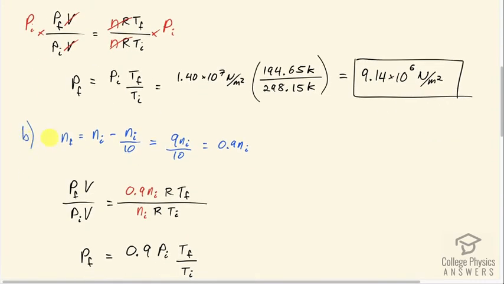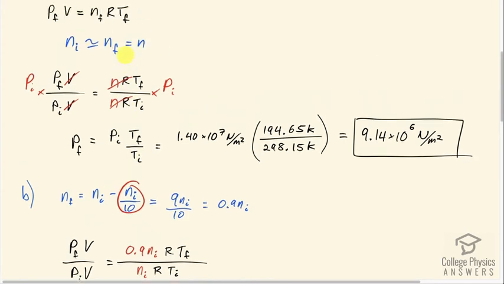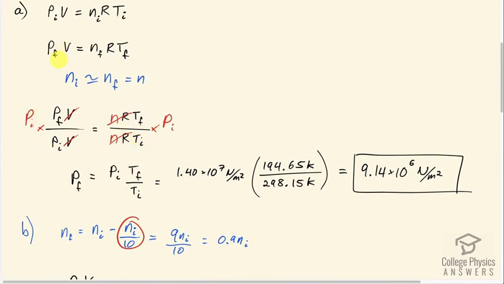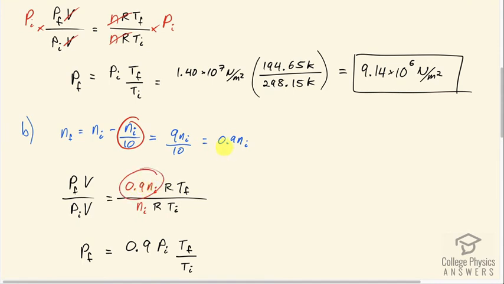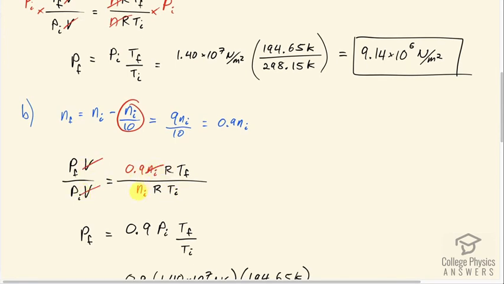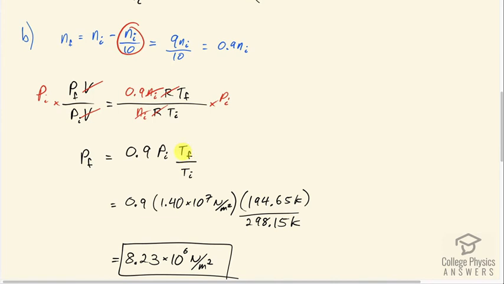Now in part B, we're told that suppose that some significant amount of gas does escape. Suppose 1/10 of it escapes. In that case, the number of moles in the final case is the initial number of moles minus 1/10 of it that has disappeared out of the tank, leaving us with 9/10 left over, which is 0.9. So NF is 0.9 NI. So making the same sort of ratio between the two sides of these formulas here, we have PFV equals NF, which is 0.9 times NI times RTF, and dividing by PIV equals NI RTI. And so we have these common factors canceling here, and then multiplying both sides by PI, we get that final pressure is 0.9 times initial pressure times final temperature over initial temperature.